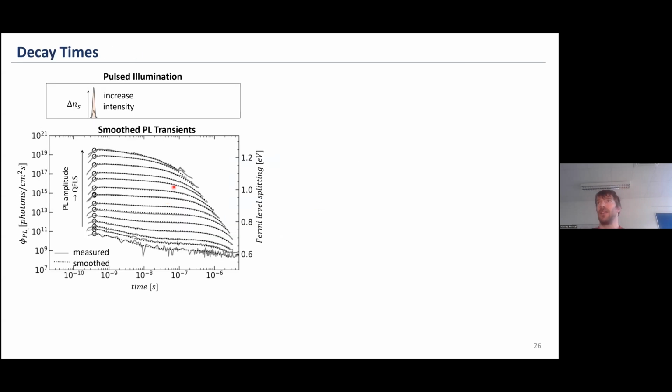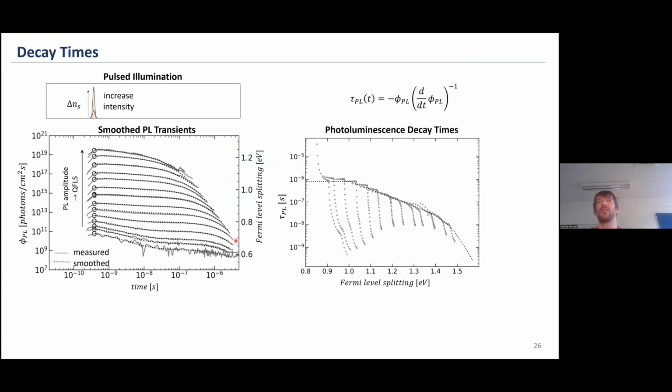Okay, another thing which you sometimes have in literature is that you take the whole transients, and you calculate a differential lifetime, or differential decay time. Sorry, decay time. It's very important to distinguish between decay time and lifetime. Differential decay time. So basically, you just take the PL signal here, and you do the derivative of this, and you get the decay time out of this. And that's a time-dependent decay time.